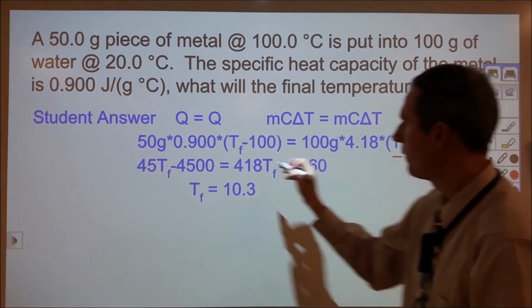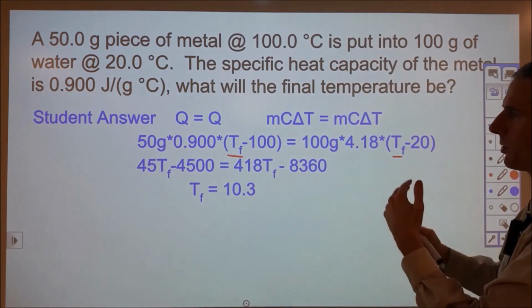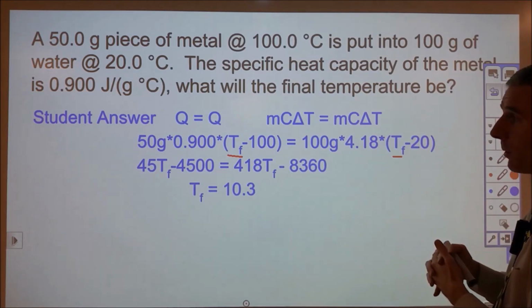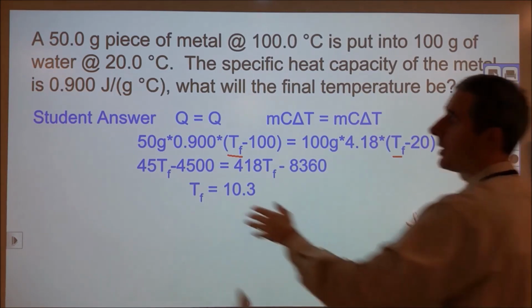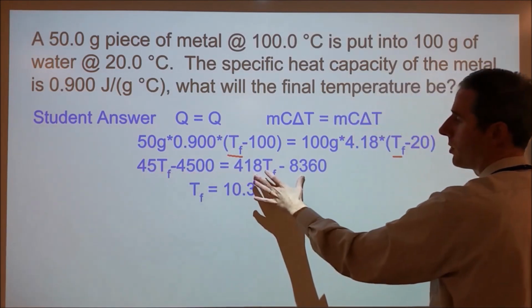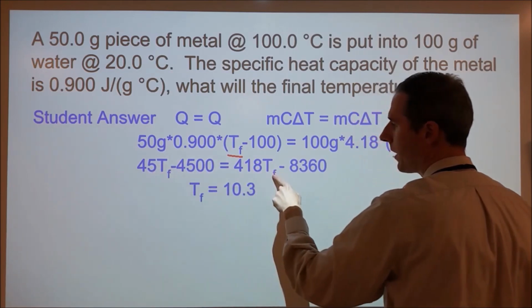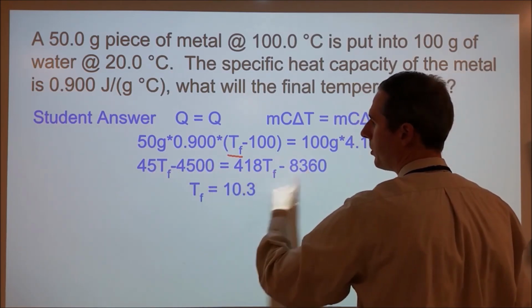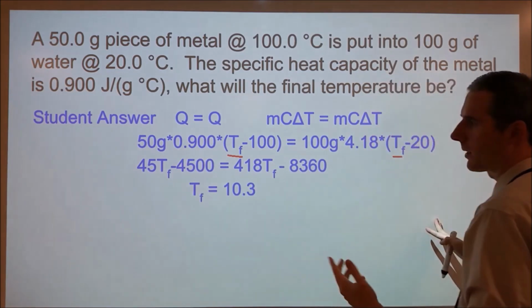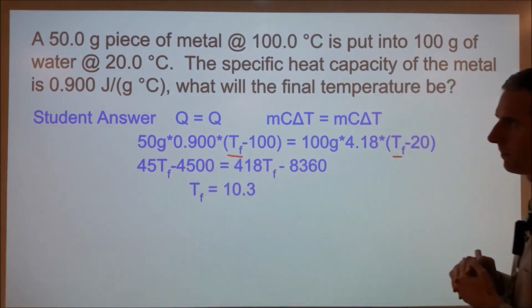The final temperature for this and this are the same. The point where the metal and the water reach the same temperature is the point where the temperature will stop changing for both. So they then multiplied this out to get this equation on the left and this equation on the right. They pulled the T-finals together, pulled the amounts of this together, solved, and got 10.3.